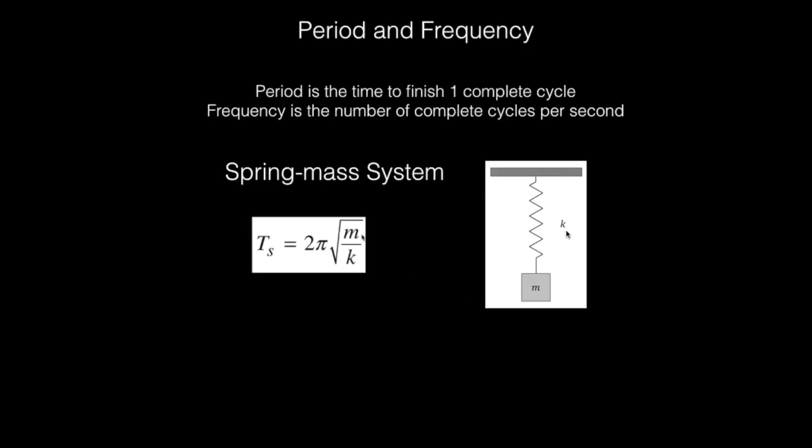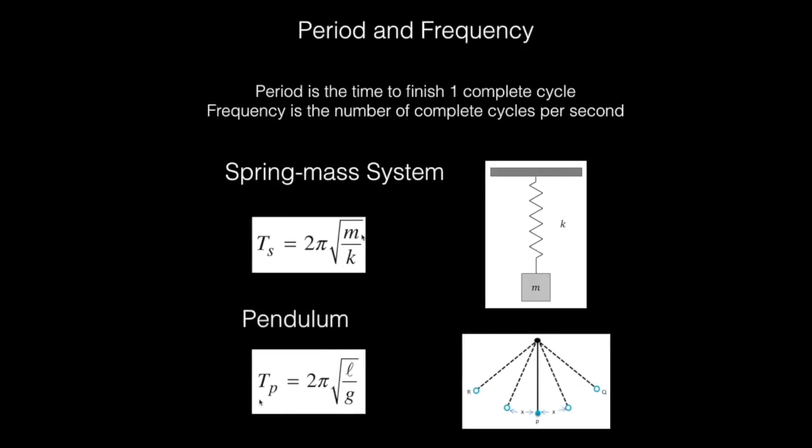So the spring mass system looks like this. When the mass of the object increases, the period increases, so it takes more time to complete one cycle. And when the spring constant, the stiffness of the spring, increases, the period decreases, so it takes less time to complete one cycle, so it becomes faster. And frequency is 1 over T, so it's the other way.